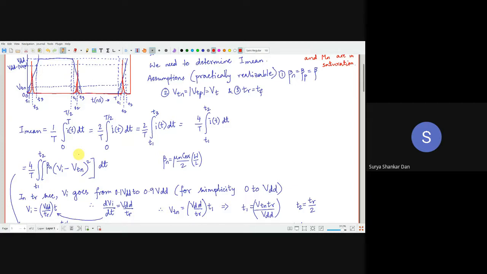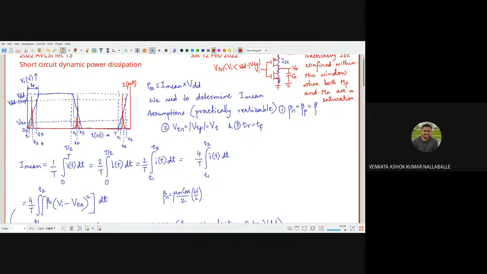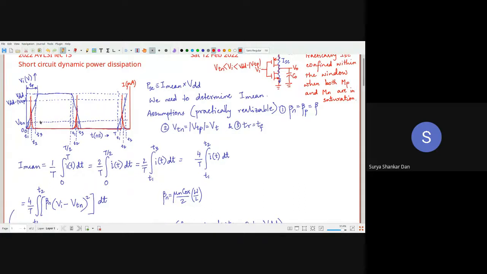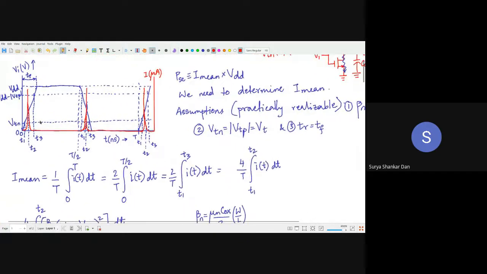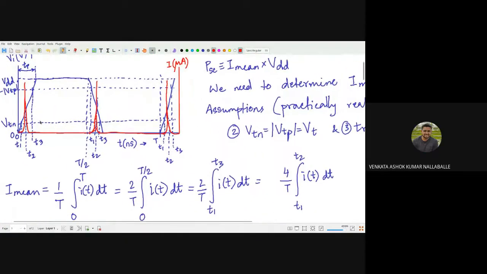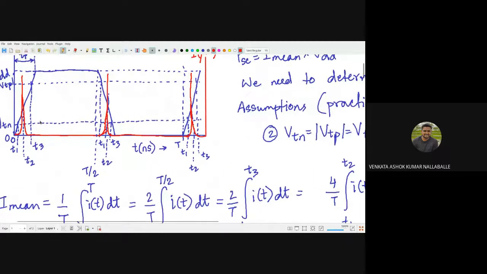सोच लो. Any confusions? Please ask. Yes, sir. Sir, within VTN to VDD minus mod VTP, I mean, for a specific time, they both will be in saturation, but there are times where one is in linear and other is in saturation also, right, sir? Exactly. Then how can we fix it to saturation equation only?